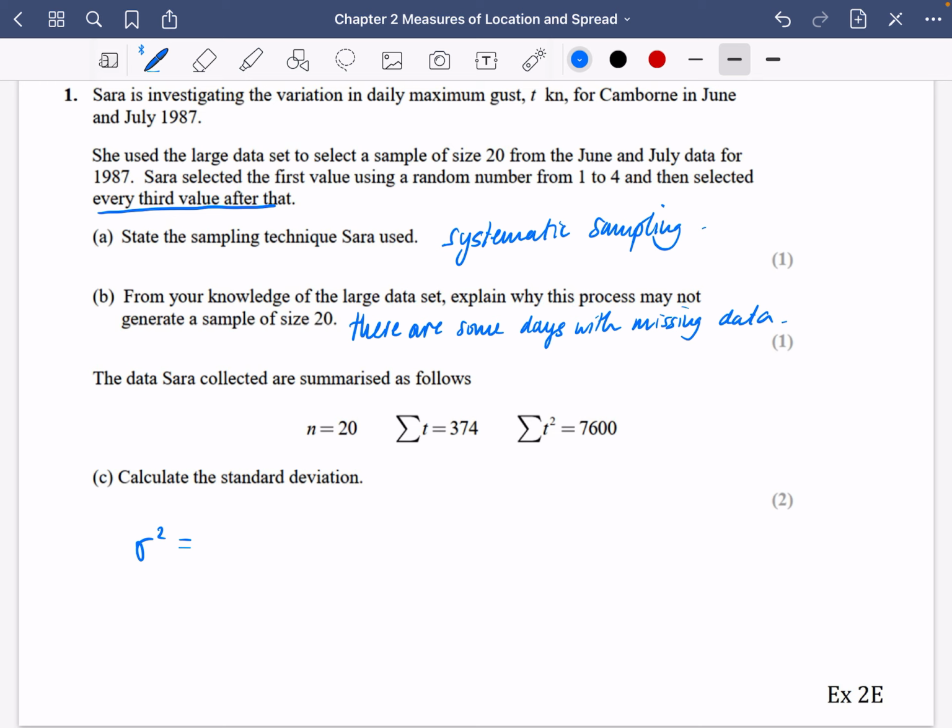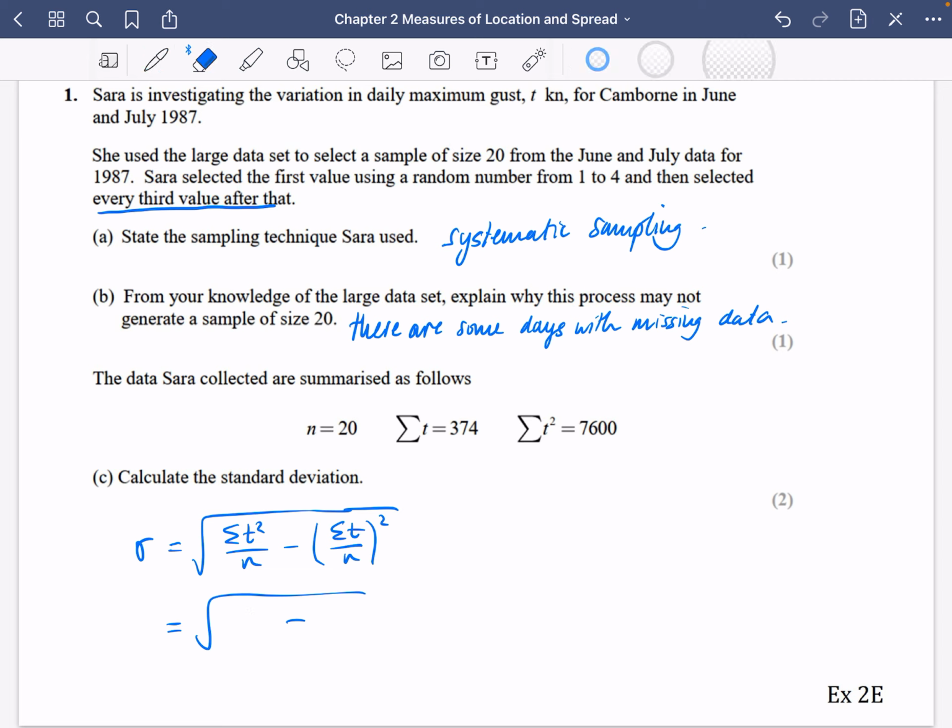All that they want us to do now is to calculate the standard deviation using all of this information that we've got here. So the standard deviation is going to be the square root of the mean of the squares, so the sum of t squared over n, minus the square of the mean. So we need to find out the mean, and then we're going to square it like this. So this one we can't use the calculator to do the whole value. So for our calculation, 7,600 over 20 minus 374 over 20, all squared.